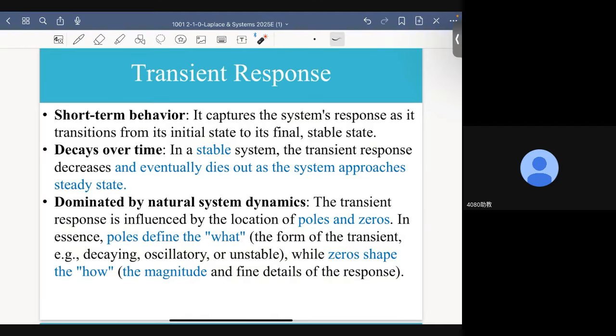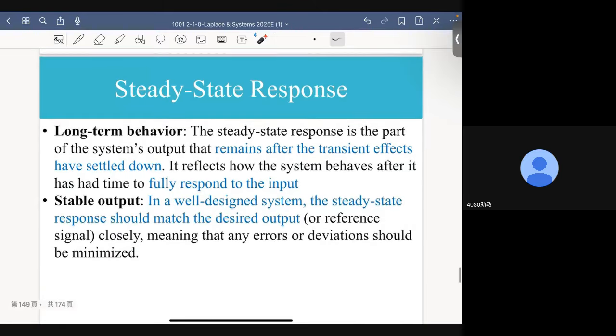Okay, so the pattern of the transient response, as I said, is really determined by the locations of poles and zeros. And poles basically determine the basic response pattern of the transient response. And zeros, the locations of zeros, determine the size as well as the remaining fine details of the transient response pattern. Okay, so that is, as I said, why the locations of poles and zeros are important. Okay, now let's switch gear.